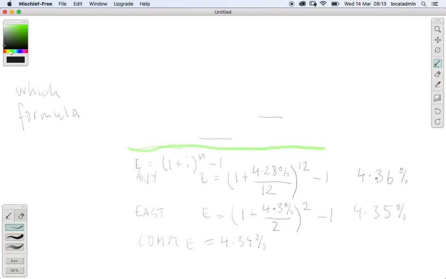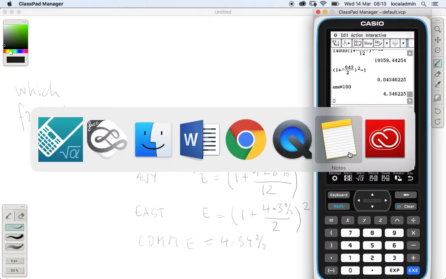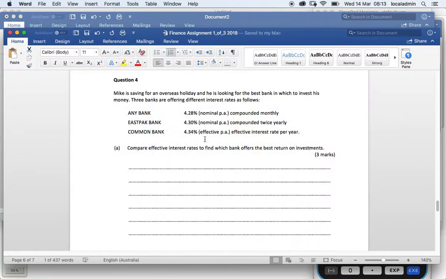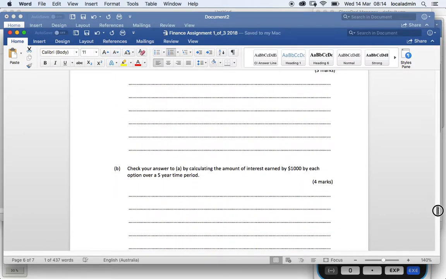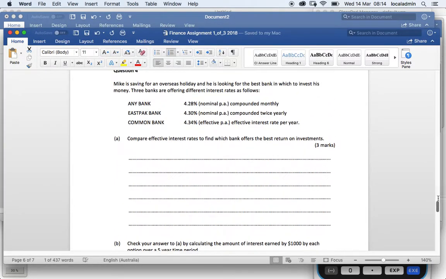So obviously our best interest rate is 4.36%. Now let's just go back to what they actually want here. So compare the effective interest rates, and we get 3 marks. So essentially we say what are these interest rates, and then we tell them which one is best, and that's all there is.